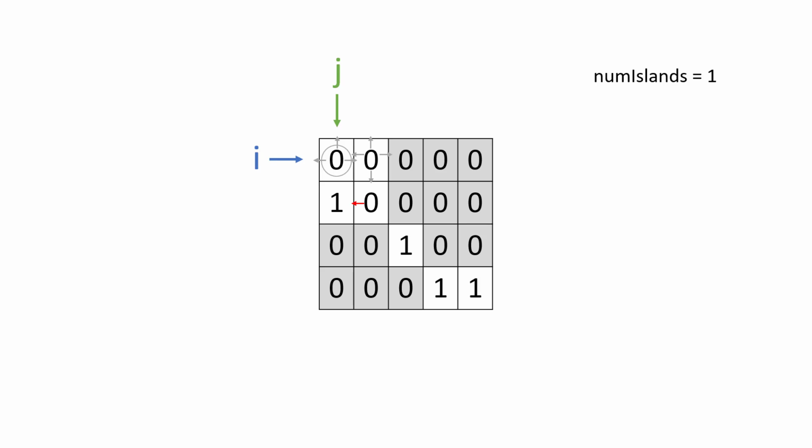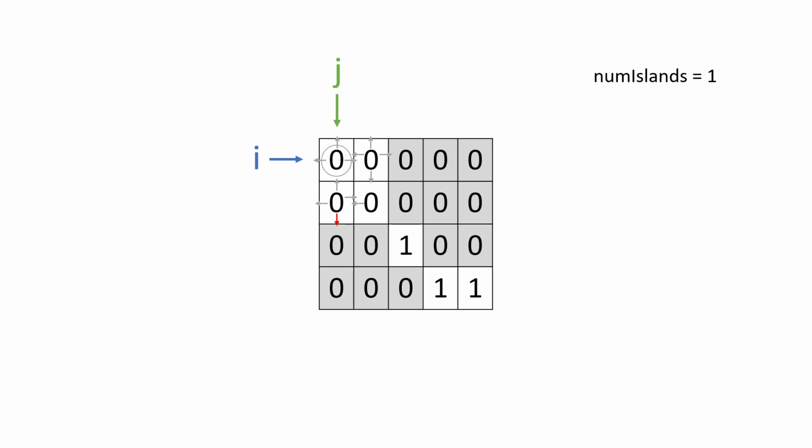There is a 1, which means this is part of the island. So we go mark it as 0, then left, top, right, all zeros, and finally the bottom is also a 0. Since the bottom is a 0, this means all 4 sides are 0. And remember, with a depth first search, we're trying to go as far deep as possible.